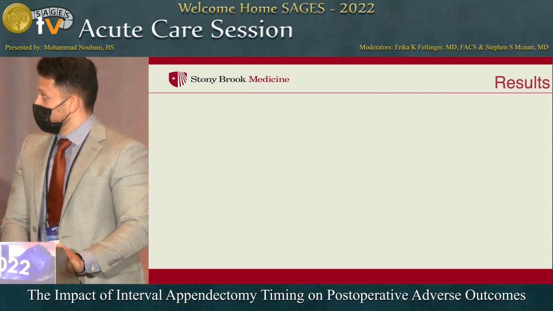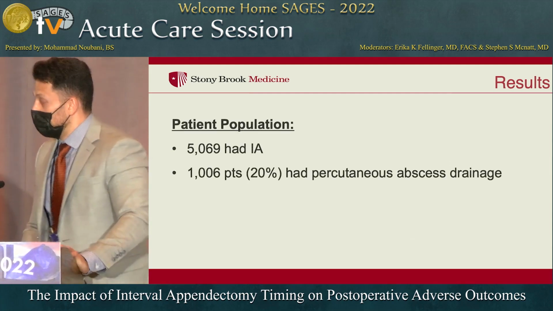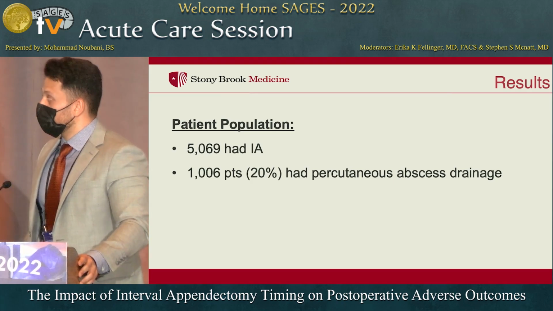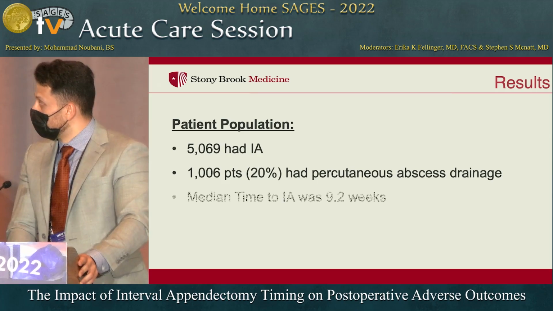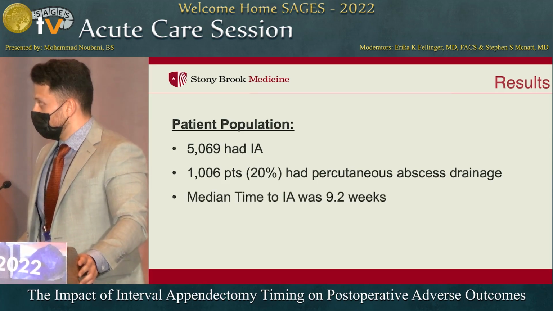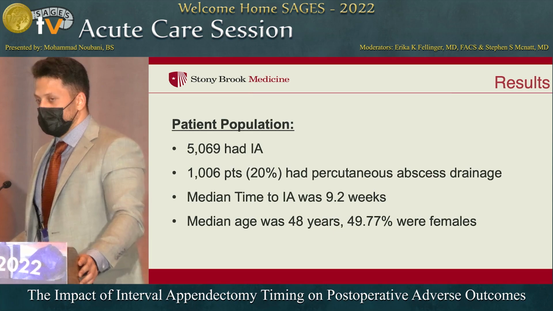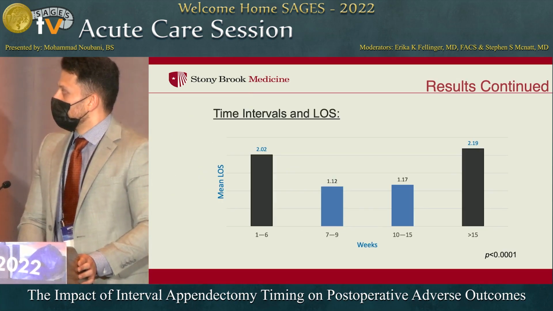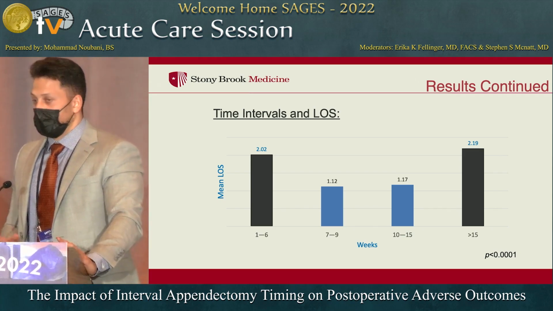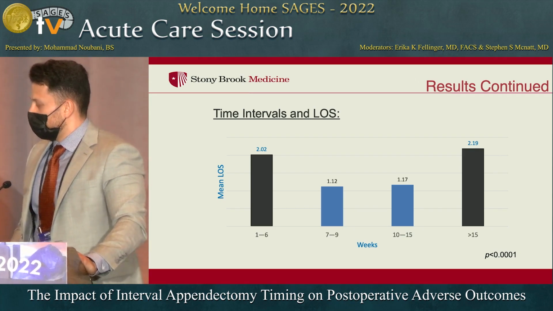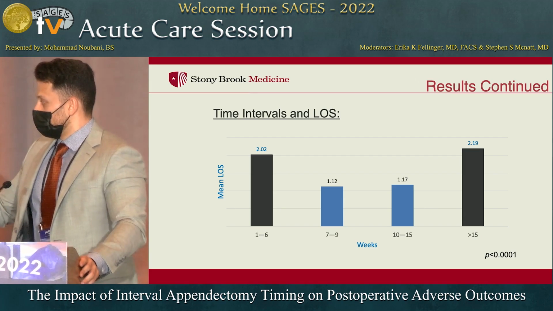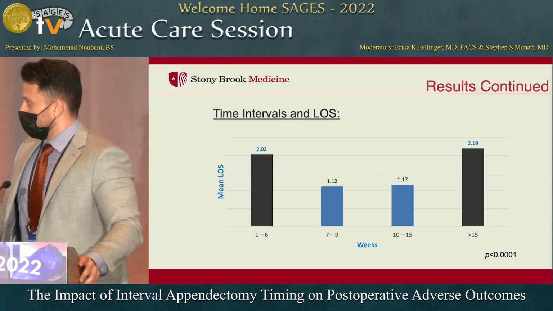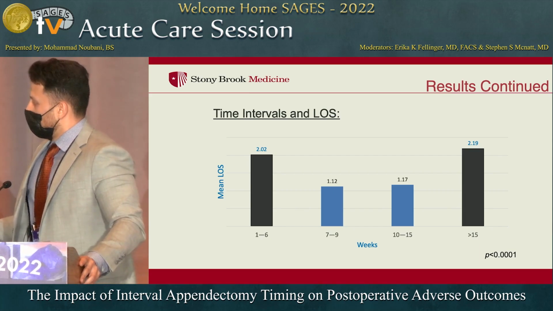In the summary of our patient population, we had a total of 5,069 patients who had an interval appendectomy. Out of those, 20% had a percutaneous abscess drainage. The median time to interval appendectomy was 9.2 weeks, and the median age was 48 years, with almost 50% of these patients being female. Then we wanted to look at the time interval and the length of stay. Interestingly, we found that patients who had their interval appendectomy between 7 and 15 weeks had a significantly lower length of stay compared to the patients who had their interval appendectomy between 1 and 6 weeks or more than 15 weeks.